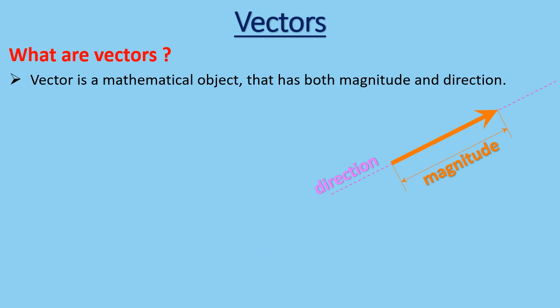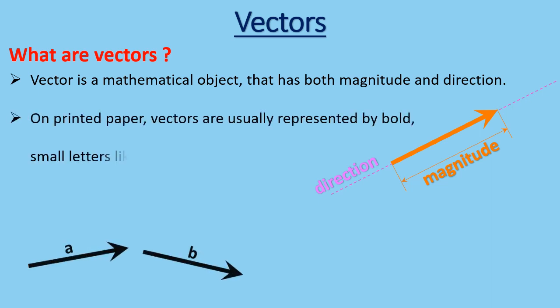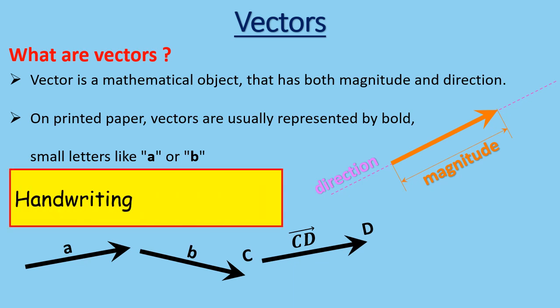Generally, vectors are represented graphically as arrows, with the arrowhead representing the vector's direction and the length of the arrow representing the vector's magnitude. On printed paper, vectors are usually represented by bold, small letters like a or b. Another way to represent a vector is to write its starting and ending points with an arrow symbol over the top, like this. Please keep in mind that while handwriting, you cannot easily write the vectors in bold characters, so either write them like this or use small letters with a line under them like this.